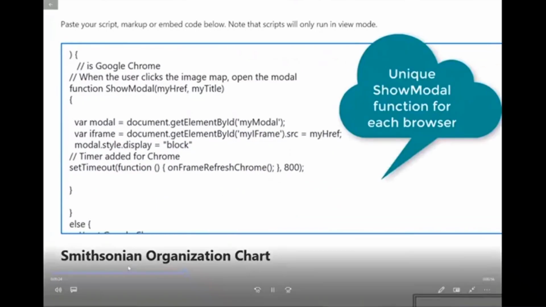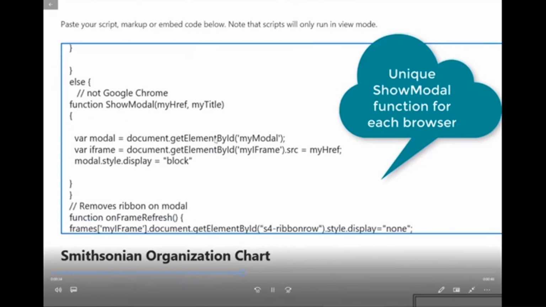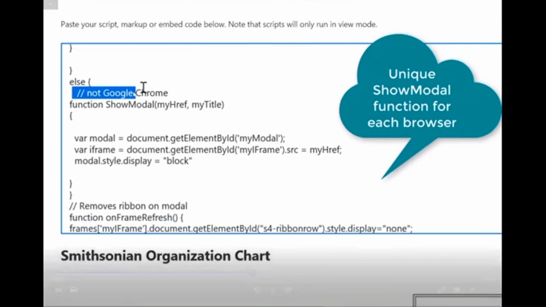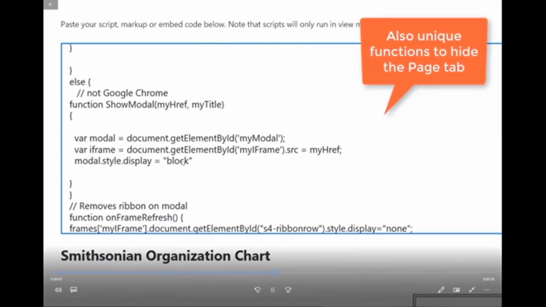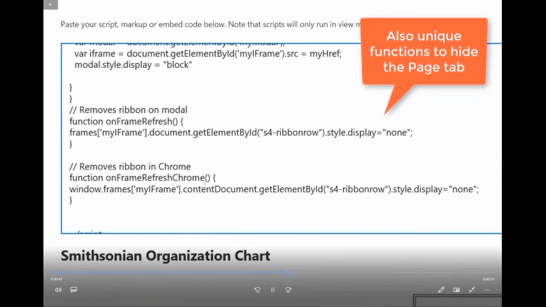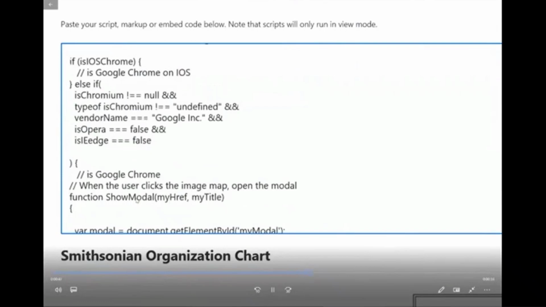And then I have the code for when it is Google Chrome here with that set timeout function. The show modal is now this new function. And then if it's not, like Internet Explorer, the show modal function will be what I originally had. And then we have the actual parts of removing the ribbon for each one of those.